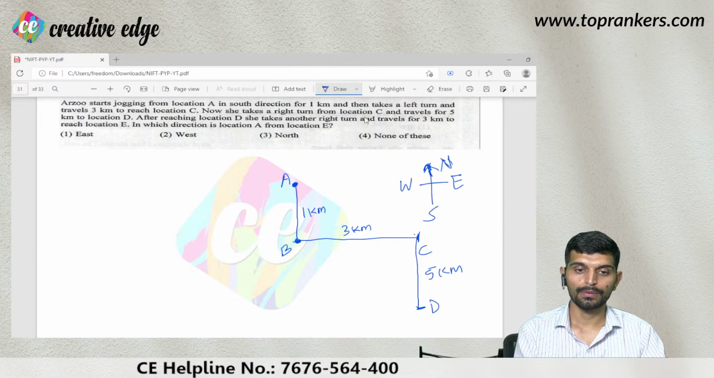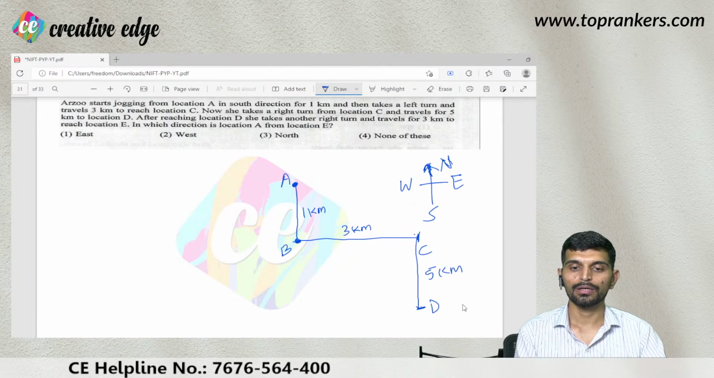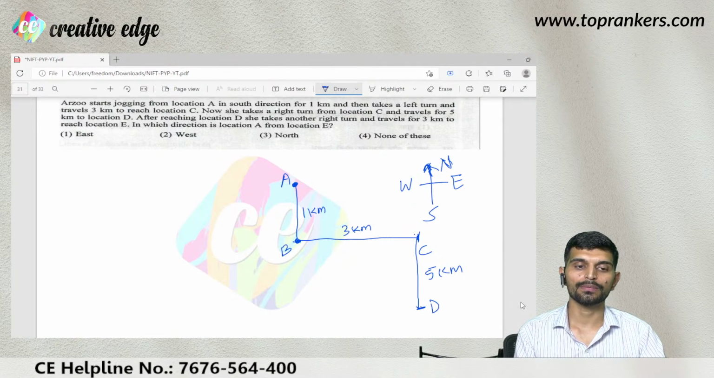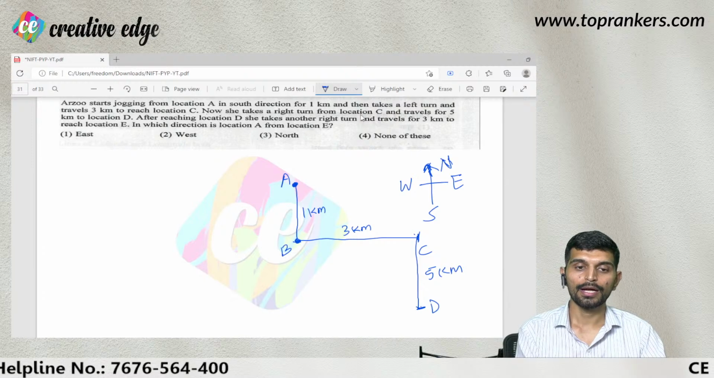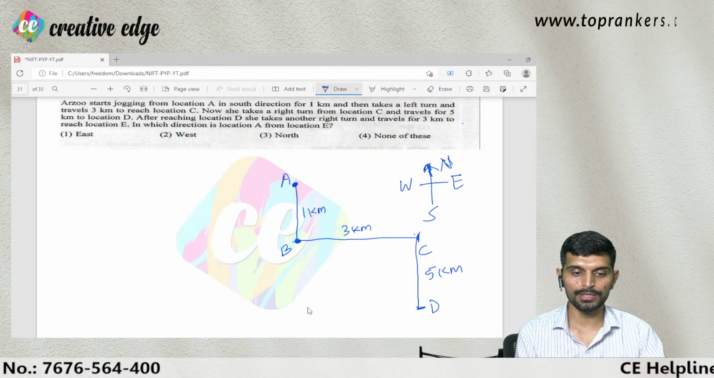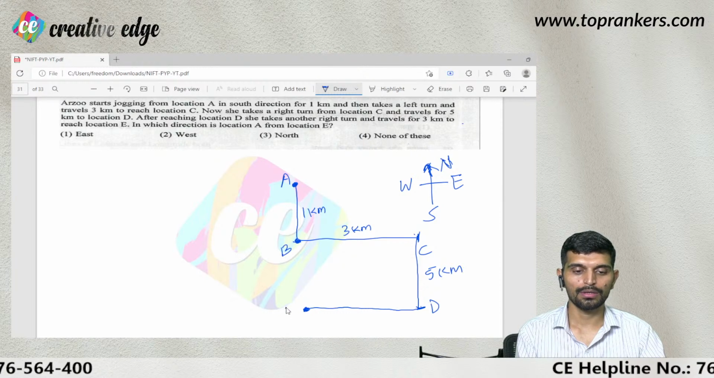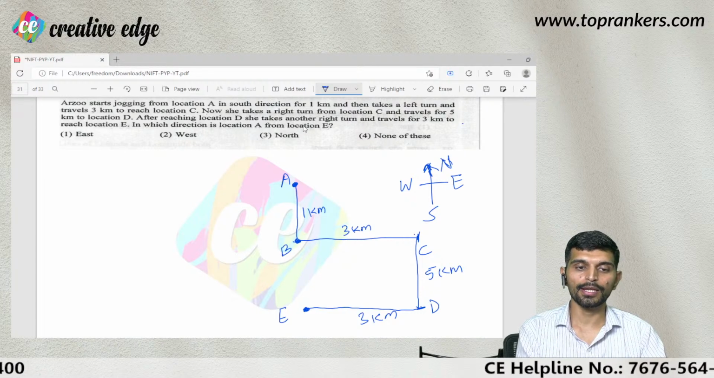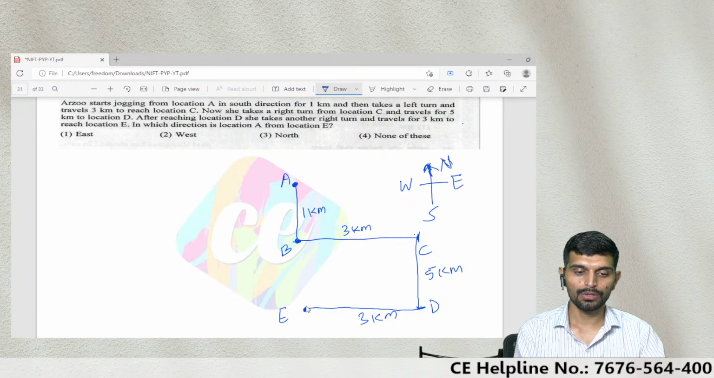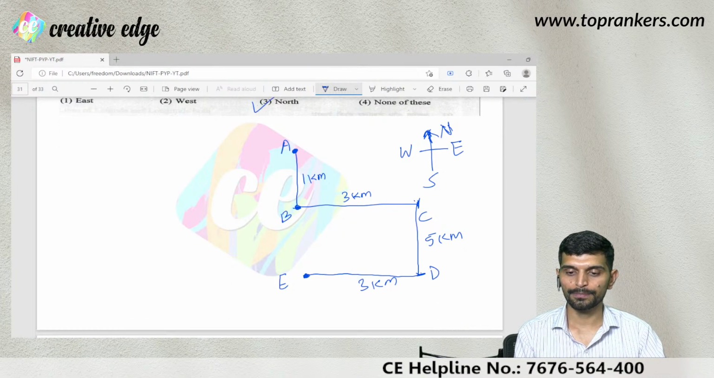After that, she takes another right, facing south, taking right is going towards west. And this time she travels 3 kilometers to reach destination E. So this is her destination E. This is 3 kilometers. So in which direction is A located? So A is towards north of point E. The answer is third one.